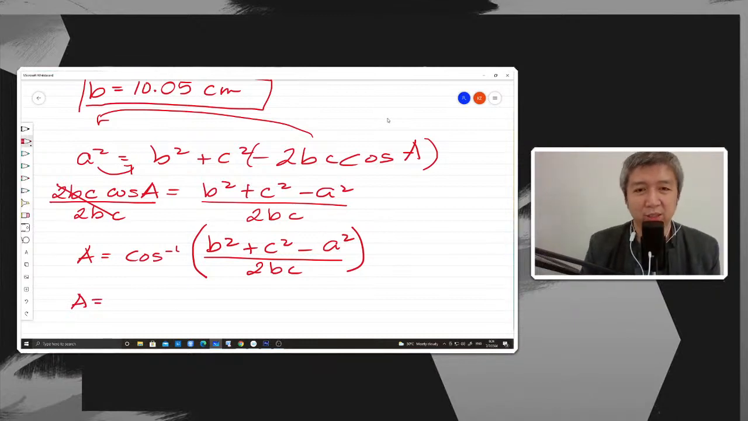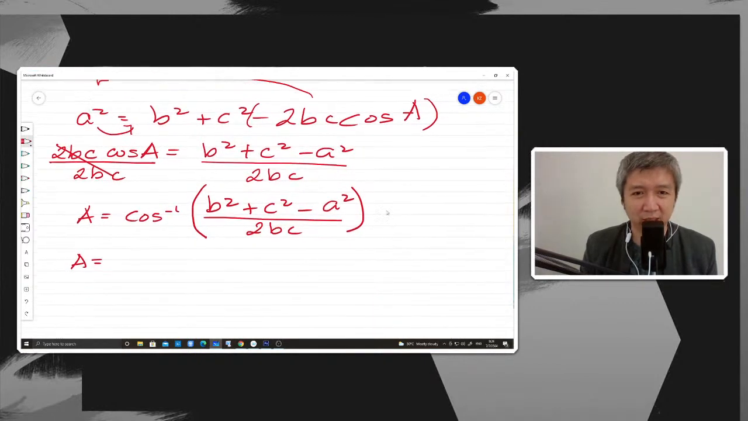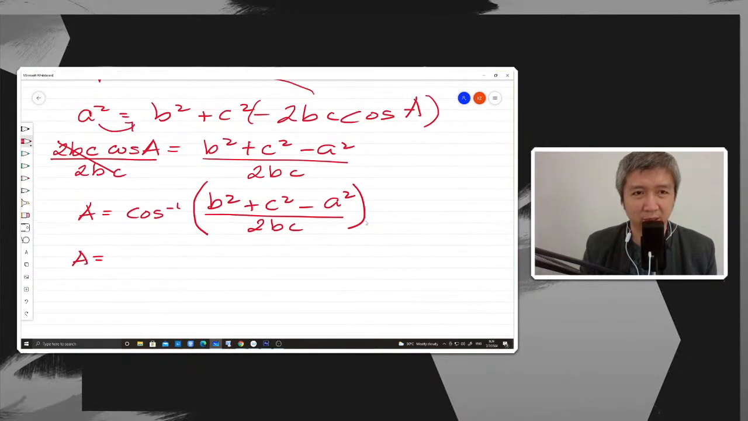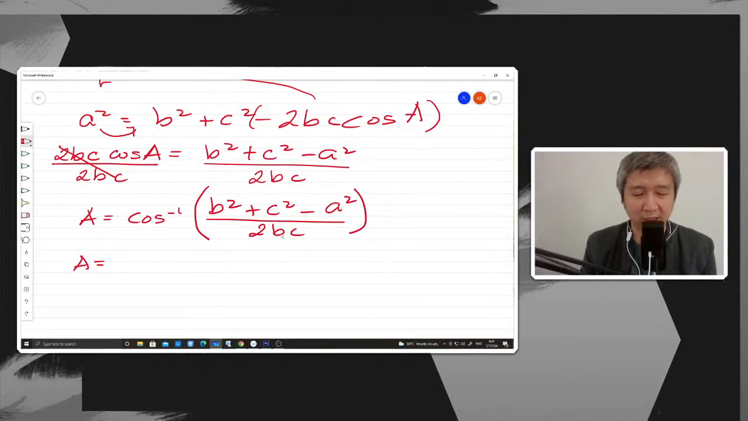So this is the formula to find, I just showed you how to derive it. This is the exact formula for how to find the angles.